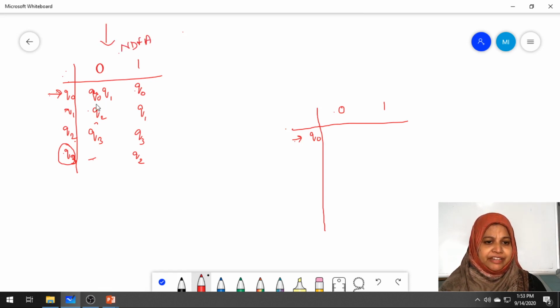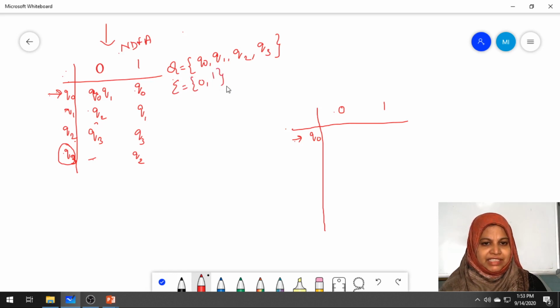For the given NDFA, how many states are there? Q equals Q0, Q1, Q2, Q3. Next, what is sigma? Sigma is the input. Sigma equals 0, 1. Here, which one is the transition function? This is the transition function, delta, which is already given.